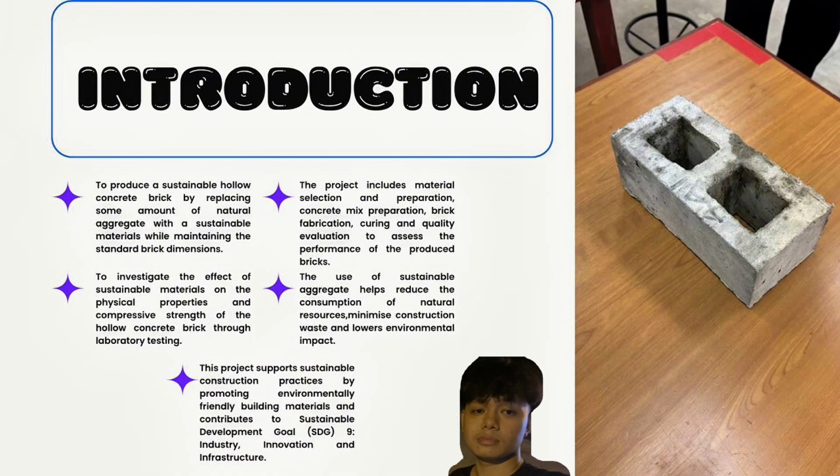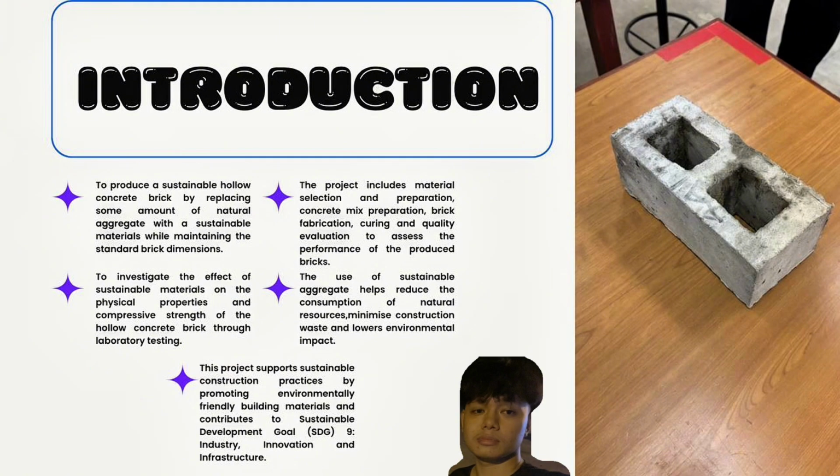First thing first is to produce a sustainable hollow concrete brick by replacing some amount of natural aggregate with a sustainable material while maintaining the standard brick dimension. Second, to investigate the effect of sustainable materials on the physical properties and compressive strength of the hollow concrete brick through laboratory testing. Third, the project includes material selection and preparation, concrete mix preparation, brick fabrication, curing and quality evaluation to assess the performance of the produced bricks.